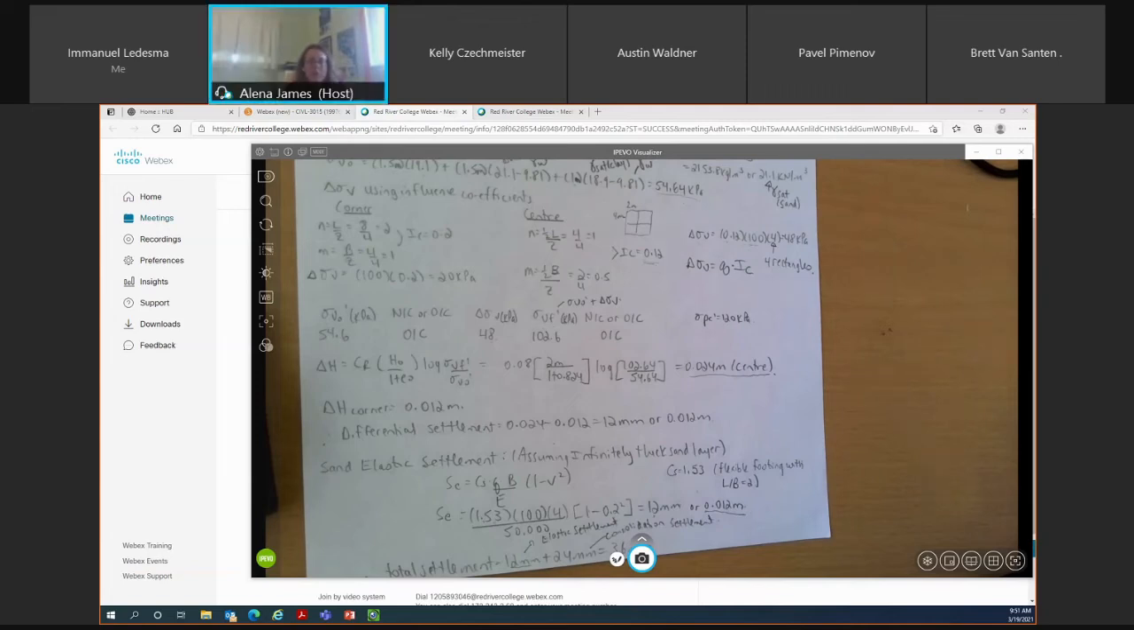Yes, when the pressure is applied, we assume it's constant and it's spread equally through the entire footing area. The sand settlement at the center or corner? Here we calculated the sand settlement at the center of the footing. And I would always calculate your settlement at the center because that is where you'll have the greatest amount of settlement. So it's our worst case scenario that we're designing for.